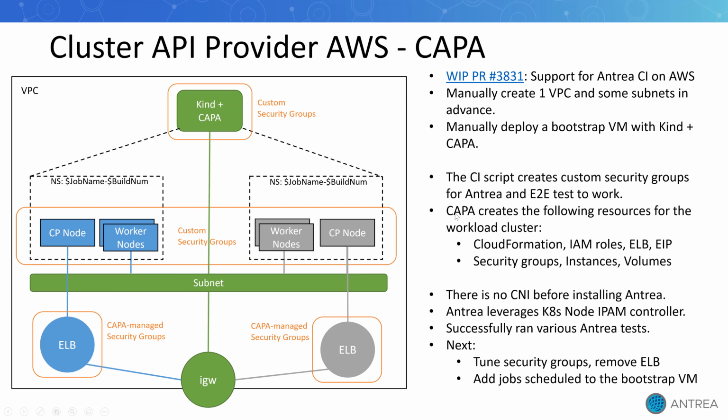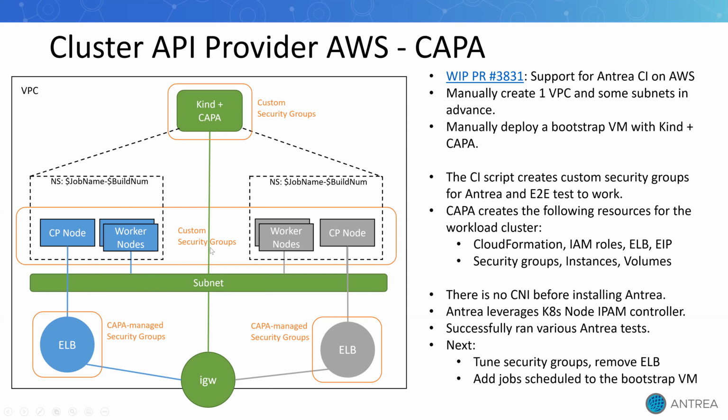And the difference between the CAPV and the CAPA is that firstly, you need to create a VPC in advance, and then you need to create some subnets inside your VPC in advance and specify that to our CI script, so that if you create a cluster, the nodes will be attached to the subnet and to the security groups. And you can have the CAPA automatically create everything for you.